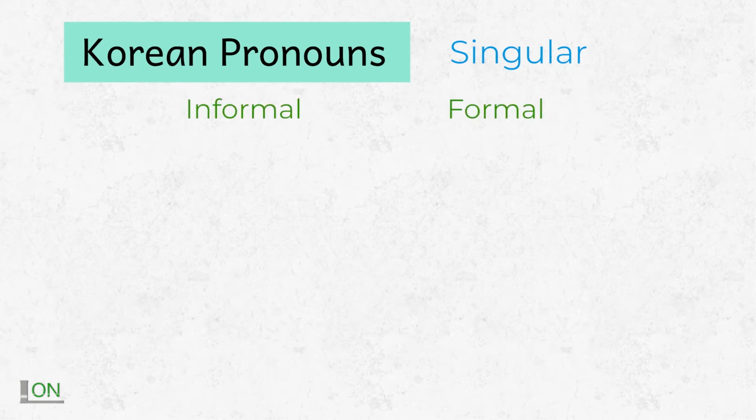For example, I informally will be 나, I formally will be 저, you informally will be 너, you formally will be 당신. But 당신 is a very tricky word. Technically, it's a polite way of saying you, but I highly recommend you to not use it. For example, if a person is in front of you, it's very rude to use 당신, even if this person is around your age or even younger.